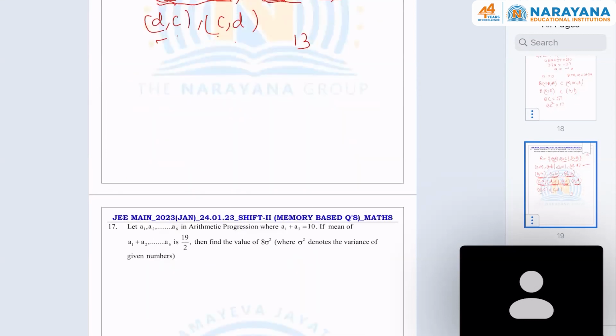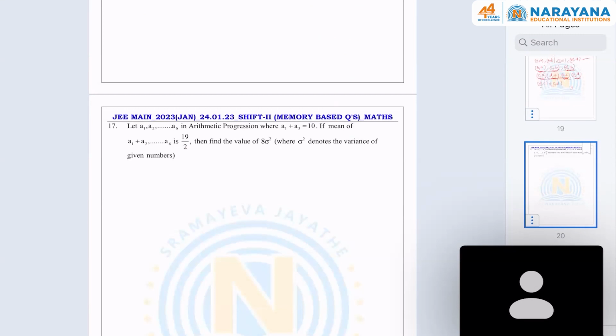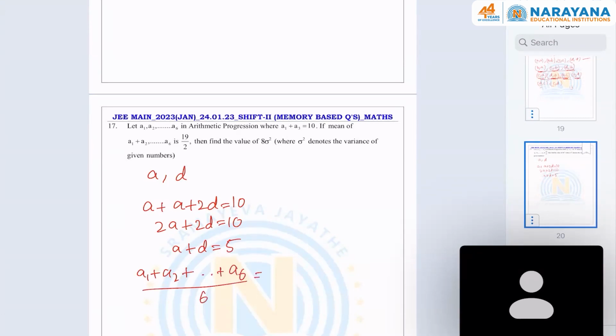Next one: A1, A2, A3 up to A6 is an arithmetic progression where A1 plus A3 is equal to 10. Let the first term of the arithmetic progression be a and the common difference be d. So a1 plus a3 is a plus a plus 2d, which is equal to 10. So 2a plus 2d is equal to 10, so a plus d is equal to 5. And the mean, a1 plus a2 up to a6 by 6, is equal to 19 by 2.